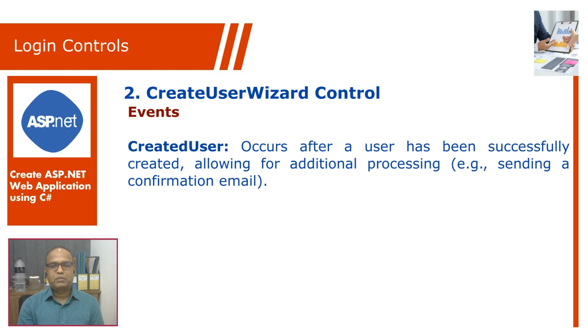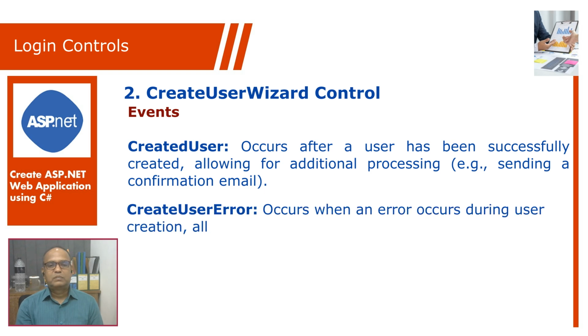Created user occurs after a user has been successfully created, allowing for additional processing, for example, sending a confirmation email. Create user error occurs when an error occurs during user creation, allowing custom error handling. Example.